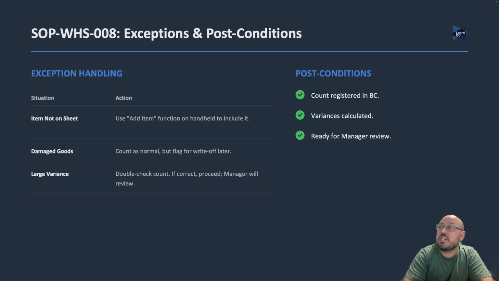The exceptions here: items not on the sheet, use the add item function, and you can include it, not a problem at all. Damaged goods, count it, it is normal, but flag it for write-off later. And large variances, double check the count. If correct, proceed. Managers will review. In the stock management solution, it says what we expected and what we counted.